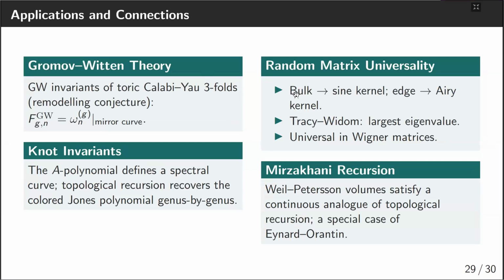And there are more applications. Gromov-Witten theory, with Calabi-Yau threefolds, I think you've heard of it. There's the remodeling conjecture, and knot invariants. There's topological recursion, spectral curves, random matrix universality, and the Mirzakhani recursion. These are special cases of Eynard-Orantin, the one we talked about.